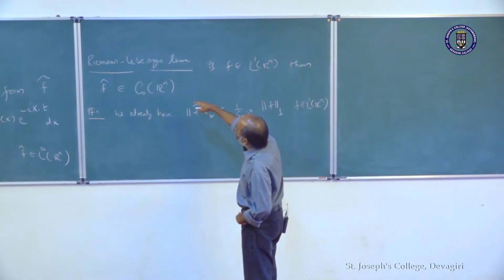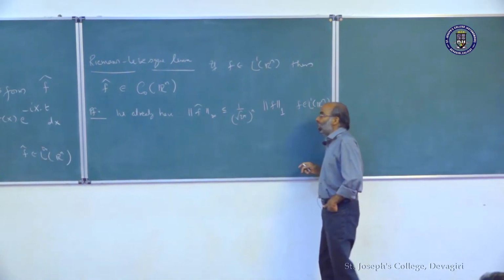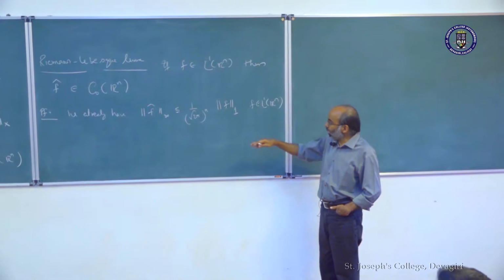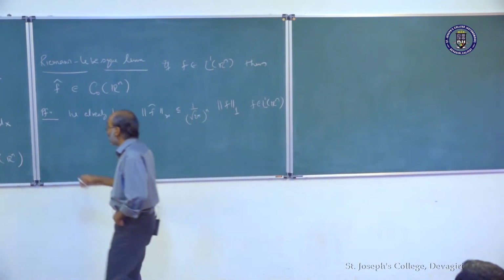The additional property here is that it is continuous and vanishes at infinity. That is the Riemann-Lebesgue lemma. So, we want to say a little bit more about the Fourier transform. So, let us see why it is continuous.